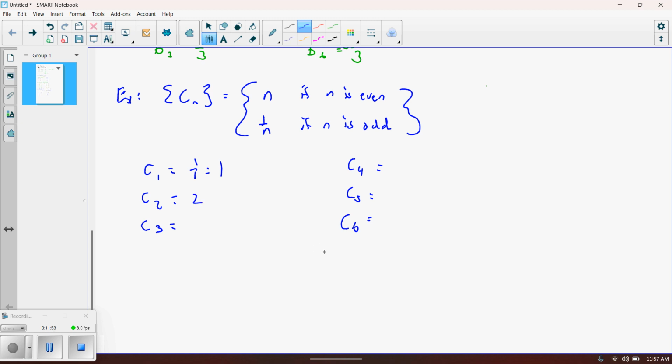3 is odd, so now that'll be 1 over the n value, so it'll be 1 over 3. 4 is even, so that'll just be itself, 4. 5 is odd, so then that'll be 1/5. And then 6 is even, so that would be just 6, and then that pattern would keep on going. Again, something just slightly different, just a different way of seeing it.